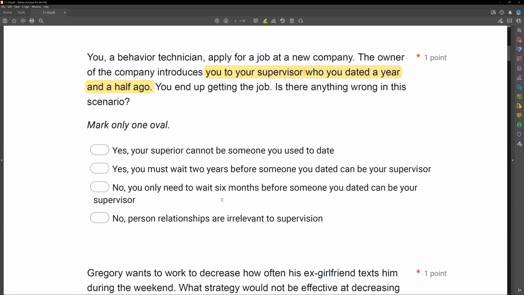C, no, you only need to wait 6 months before someone you dated can be your supervisor. Yes, you have to wait 6 months, and since you dated a year and a half ago, this should be totally fine. D, no, personal relationships are irrelevant to supervision. Nope, not true. Okay, they are relevant. They are relevant. There is a time frame. You must wait 6 months before someone you dated can be your supervisor.